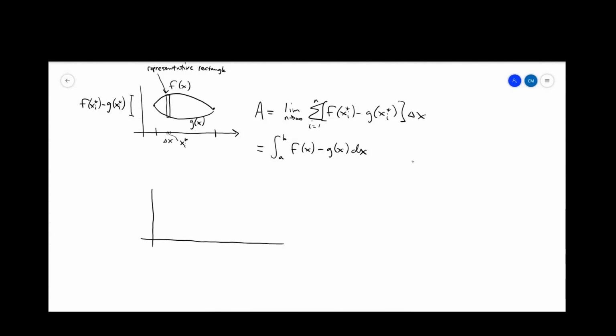Does it matter? Suppose that we have a situation where maybe one of the functions is like this, the other one's like that. This formula is still going to give us the area between the two curves. Well, if you think about it, that's what the representative rectangle would look like in that situation, right? Part of it would be below the x-axis, and part of it would be above.